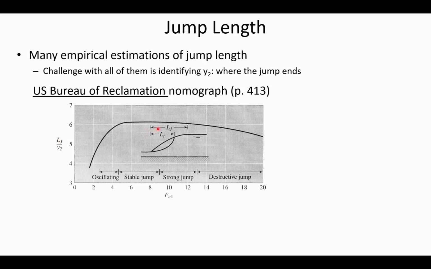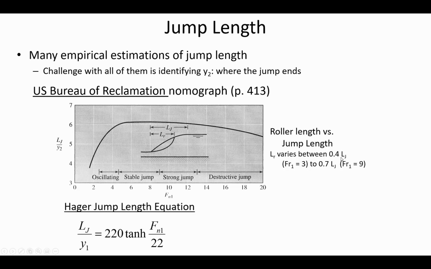So L sub j is the length of the jump, where here this L sub r is referring to the length of the rollers. And so sometimes people mistake seeing just the visible turbulence in the water and the air that's entrained and thinking that that's the jump. But the jump continues beyond where the rollers are visible a little bit further. And so this nomograph and other approaches like it have been developed to try and estimate what is going to be the length of the jump. One approach for estimating the length of the rollers is that maybe it's about 40% of the jump length.